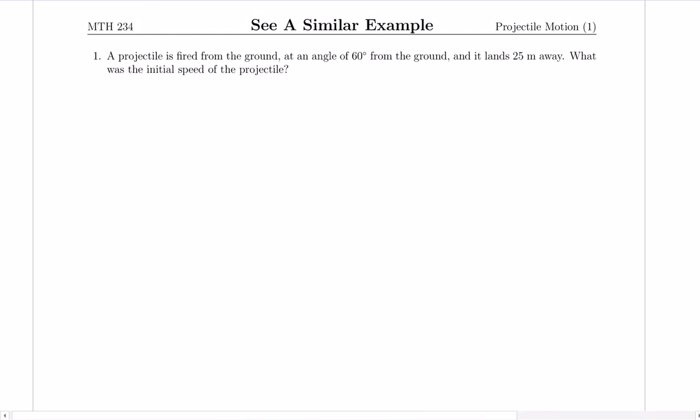In this video, we will solve a problem related to projectile motion. So here's the problem we're given. A projectile is fired from the ground at an angle of 60 degrees upward, and it lands 25 meters away, and we have to figure out what speed the projectile was fired at initially.